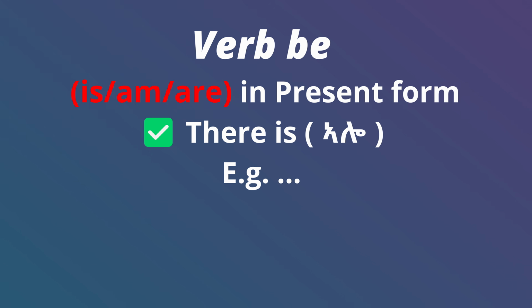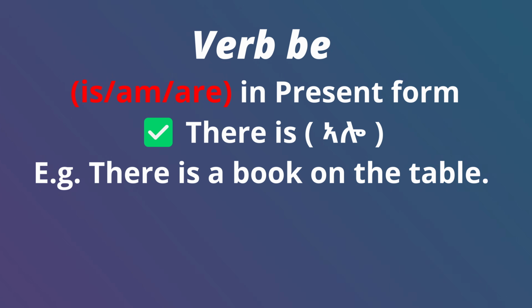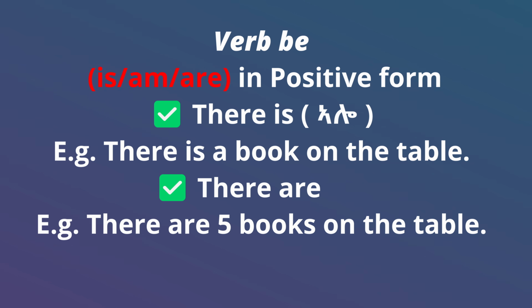There is a book on the table. There are 5 books on the table. This is the positive statement form.